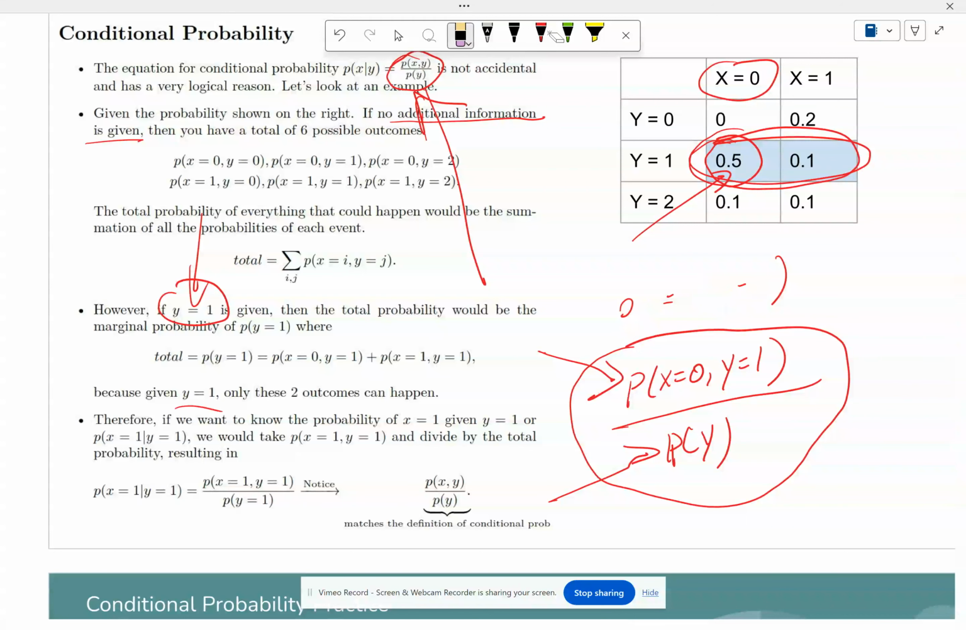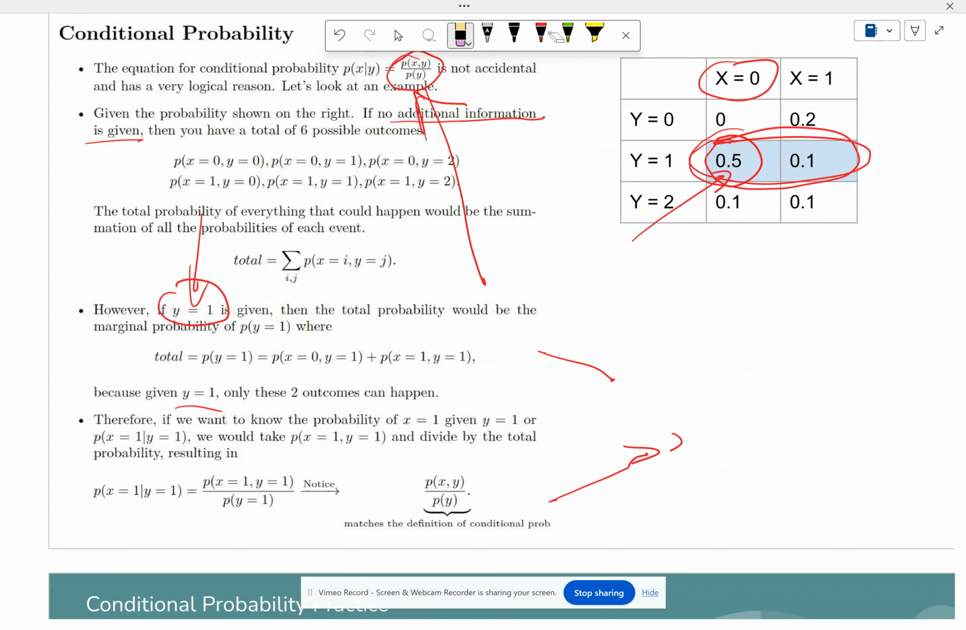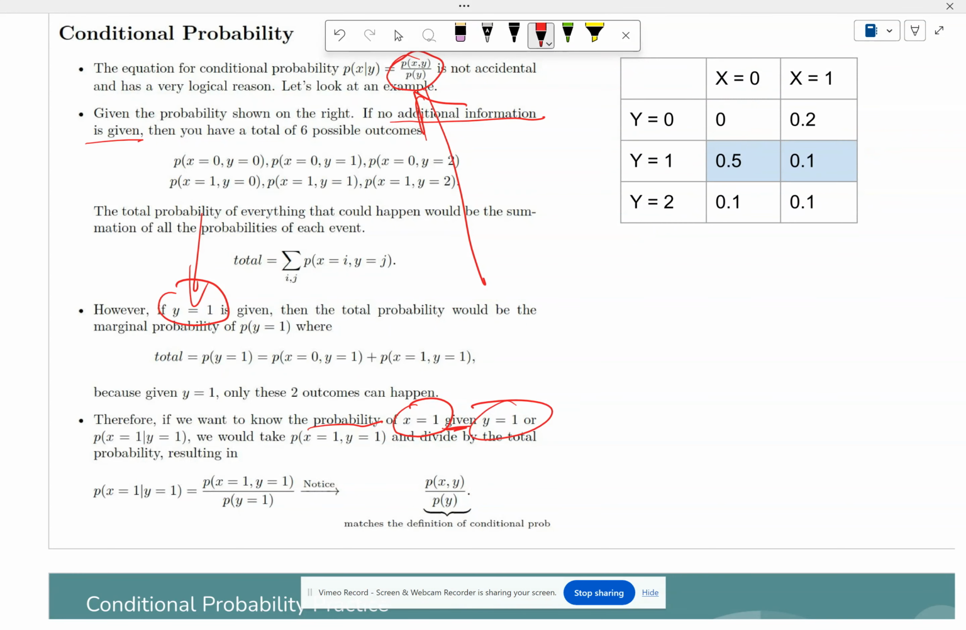Yeah, I'll give you one more example. Let's do another one. If we want to know the probability of x equals 1 given y equals 1, okay? So now we're given y is equal to 1. This time we want to find x is equal to 1. Well, then we just take this one, right?